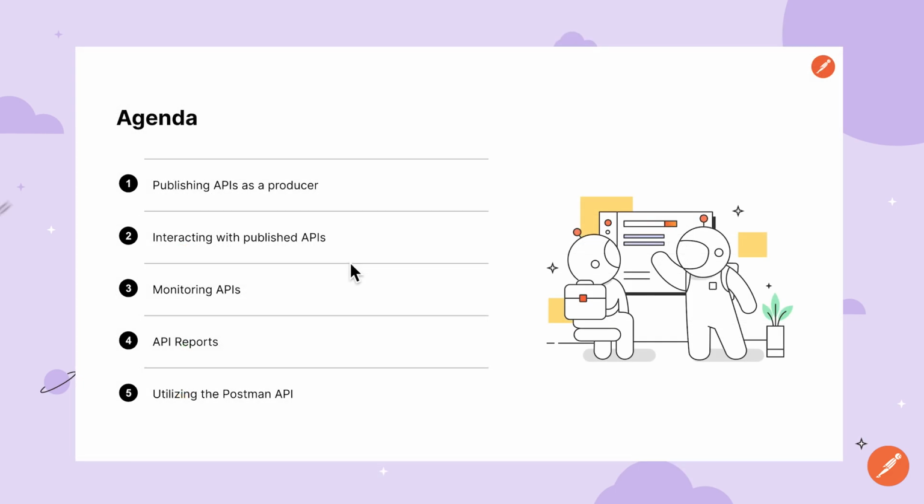To wrap up, let's recap what we've covered. We looked at publishing API versions as a producer and what this looks like from the consumer perspective. We looked at how to keep an eye on your APIs with Postman monitors and how to dig deeper into your data with the reporting dashboard. Finally, we showed how to get started with the Postman API to start automating your workflows.